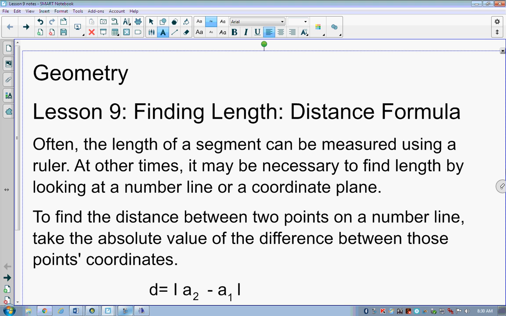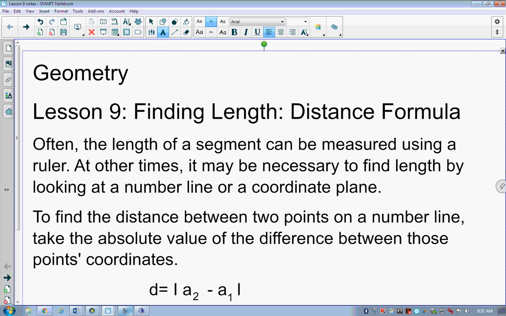All right, so we're going to talk today about finding length using the distance formula. Now, the distance formula isn't the only thing that we can use to solve these questions, but it's one of the things that we'll use. Often the length of a segment can be measured using a ruler, right? When we're dealing with things that are in the real world, we'll break out a ruler, test and see how long something is. That's not typically a problem.